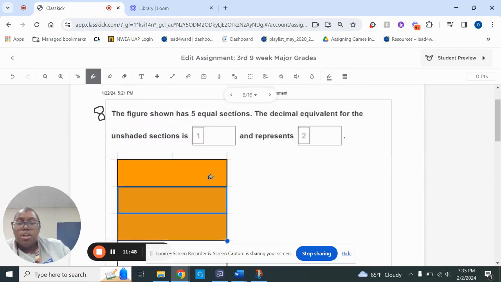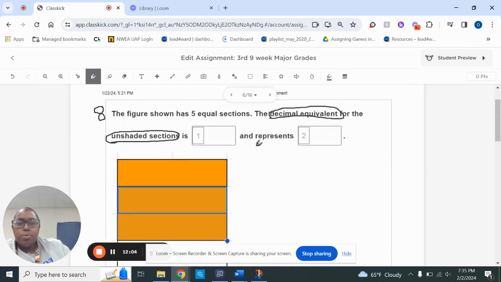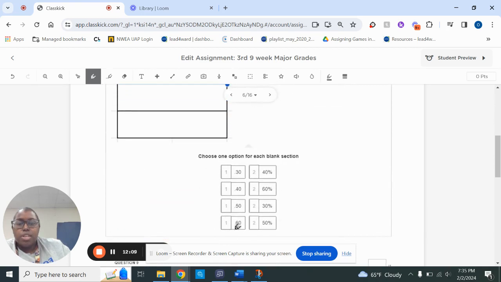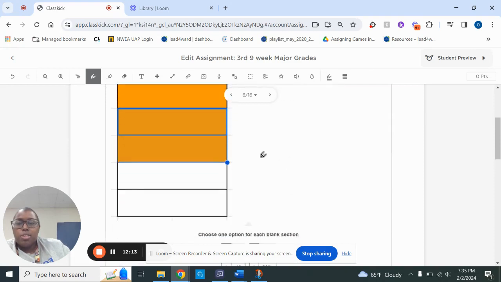Okay, so we want the decimal equivalent of unshaded sections. So we have the decimal here, and then it looks like the second one, "represents," is percents. So we're looking for the decimal and the percentage that represents the unshaded. So it looks here like we have 1, 2, 3, 4, 5, just like the previous question.